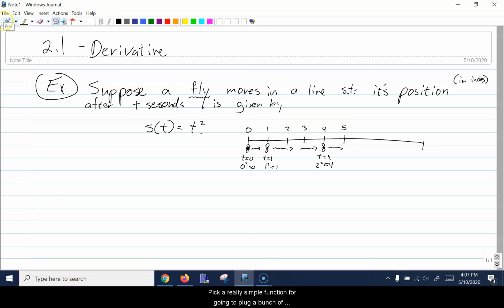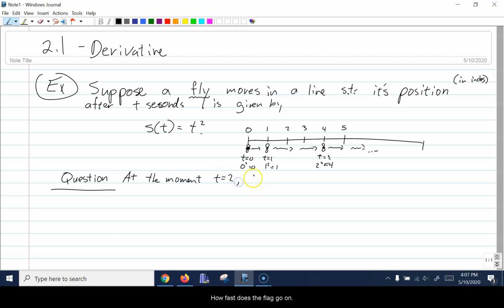We picked a really simple function, because we're going to plug a bunch of numbers into this function. And yeah, there goes our fly. And the question we want to ask, our first big motivating question in calculus, is at the moment t equals 2, how fast is the fly going?